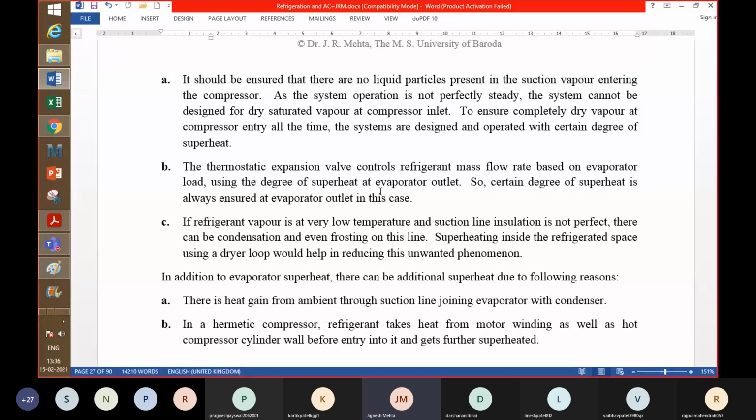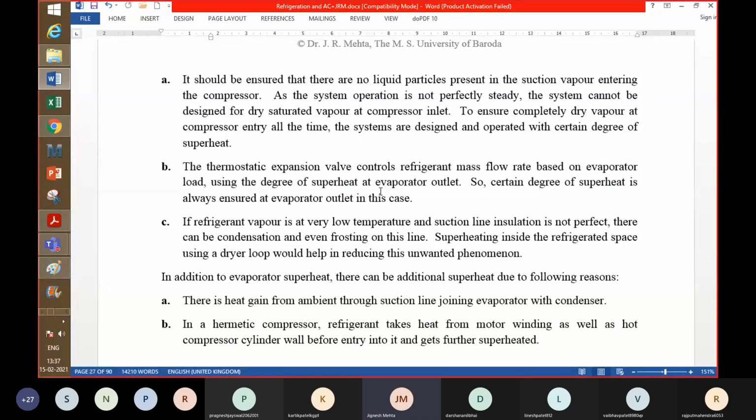So a capillary tube is used in small systems where the refrigerant is critically charged, but other expansion devices are also there, and one of the very popular ones, which we will talk about in the practical class, the second practical on the water chilling plant, is the thermostatic expansion valve. Now the principle of working of that is itself based on the degree of superheat of the refrigerant at the outlet of the evaporator, right? So obviously it will always ensure that there is some degree of superheat at the outlet of the evaporator.